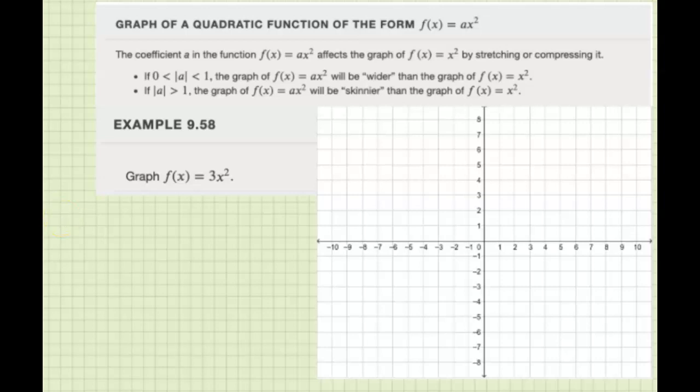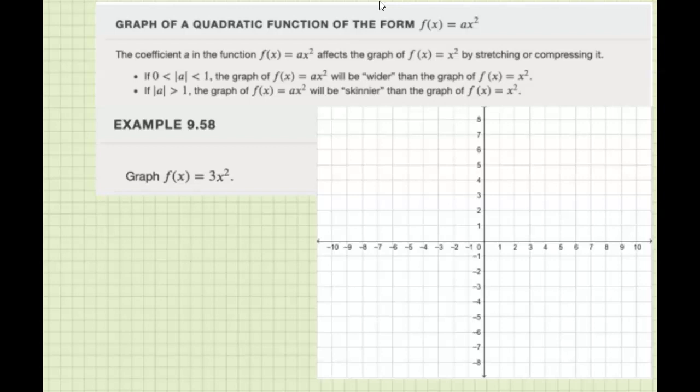Alright, so we're going to look at another transformation, and this is what happens when you multiply the x squared by a number. This is a stretch or a compression. If the absolute value of the coefficient is between 0 and 1, then it will be wider than the graph of x squared, so that's a compression. If the absolute value is bigger than 1, then the graph will be skinnier.